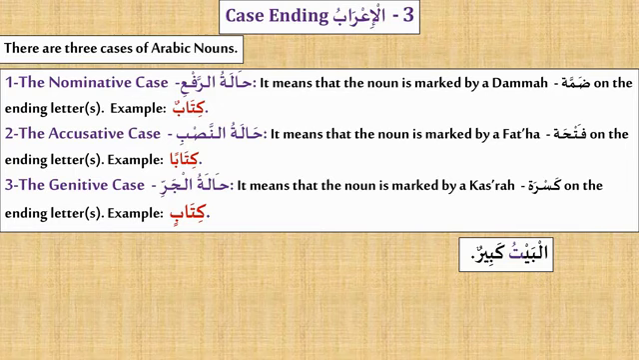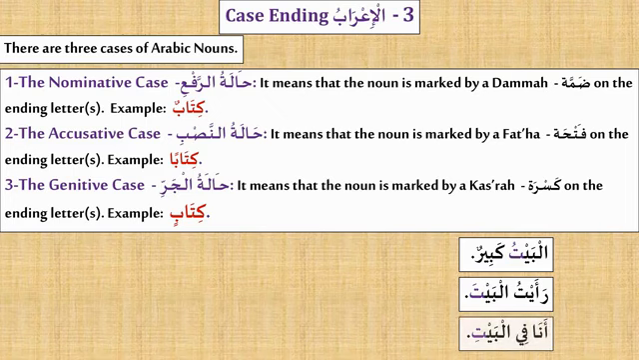If we give example in a sentence, al-baytu kabirun. The house is big. The word baytu gets dhamma in this sentence because it is subject. Subjects get dhamma. The second example, ra'aytul bayta. I saw the house. The word house, al-bayt, gets fatha in this sentence because it is object. Objects get fatha in Arabic.